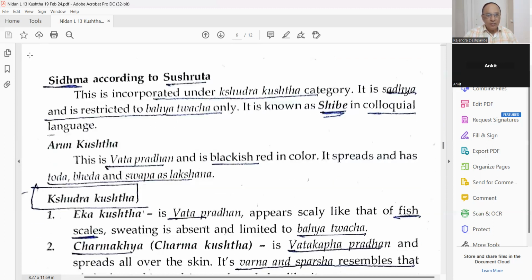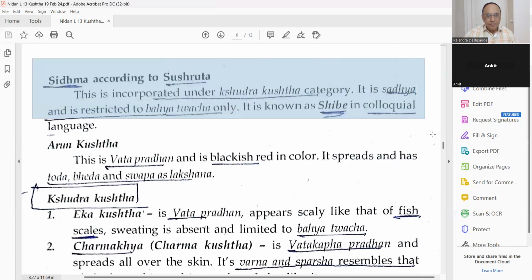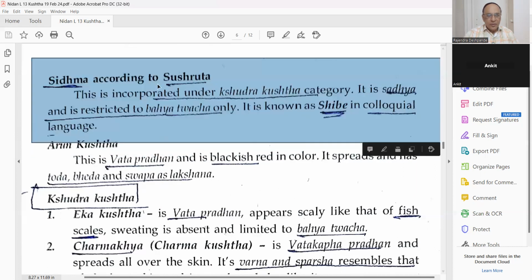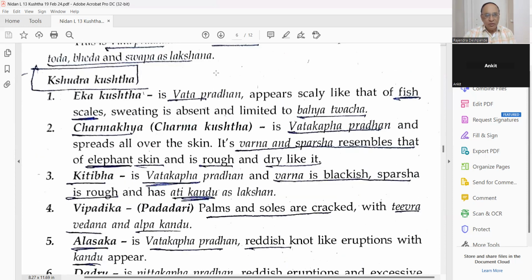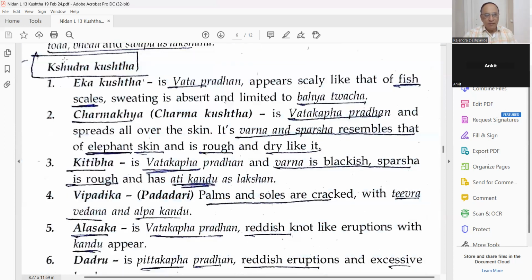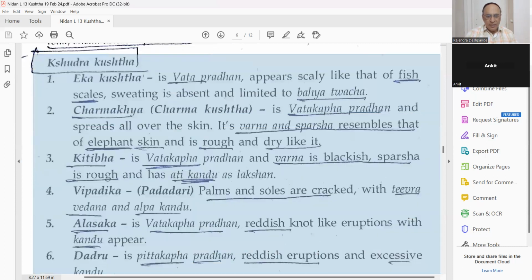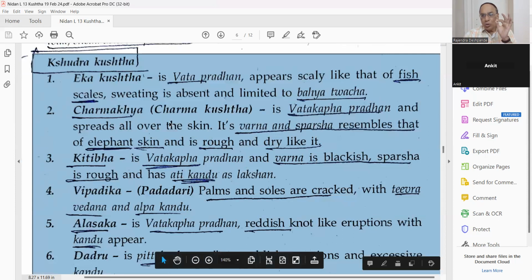Sidhma according to Sushruta is incorporated under the Kshudra Kushtha category. It is Sadhya and is restricted to the Bahya Tvacha only. It is known as Sibh in colloquial language, Sidhma. Now we will directly start with the Kshudra Kushtha. Some I have dropped at one point. Kshudra Kushtha: now again, just remember only the dosha pradhanya.